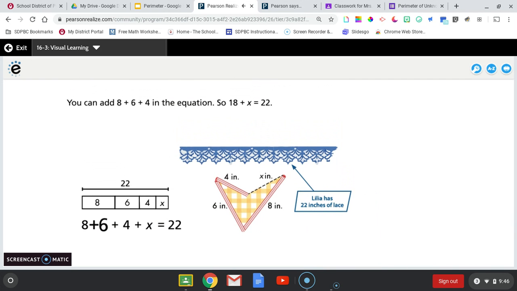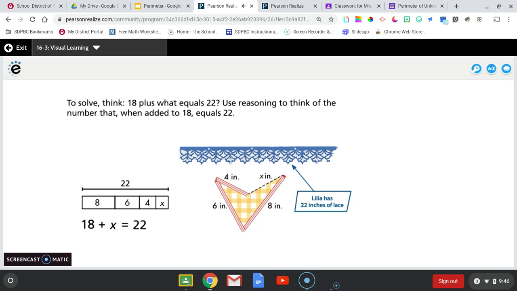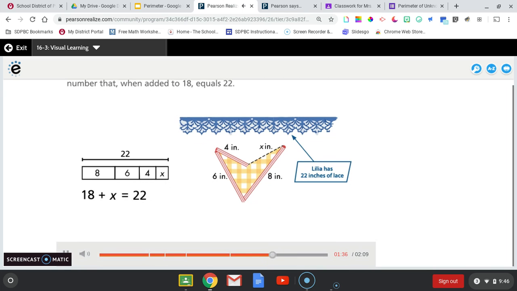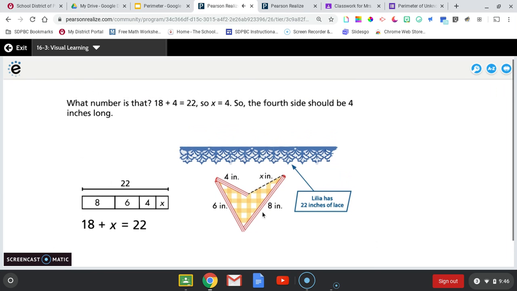You can add 8 plus 6 plus 4 in the equation. So 18 plus x equals 22. To solve, think 18 plus what equals 22. Use reasoning to think of the number that when added to 18 equals 22. What number is that? 18 plus 4 equals 22, so x equals 4. So the fourth side should be 4 inches long.